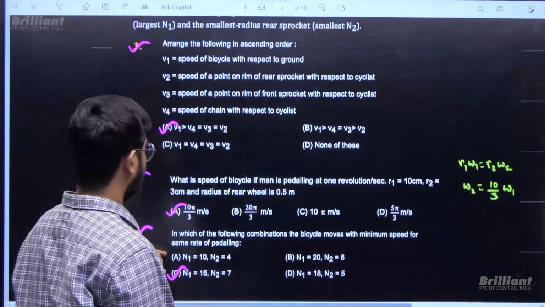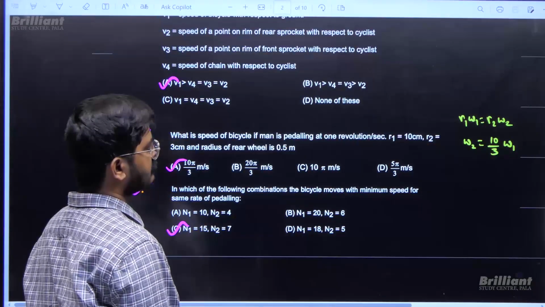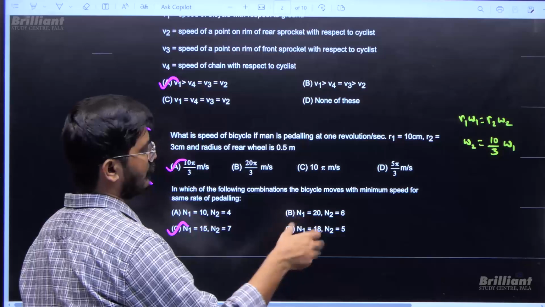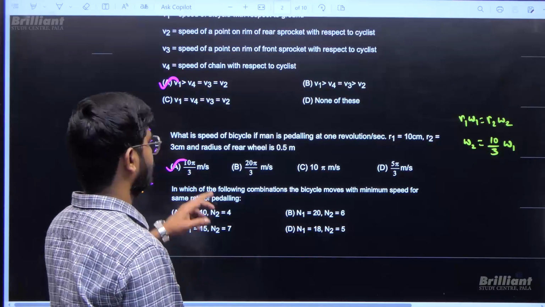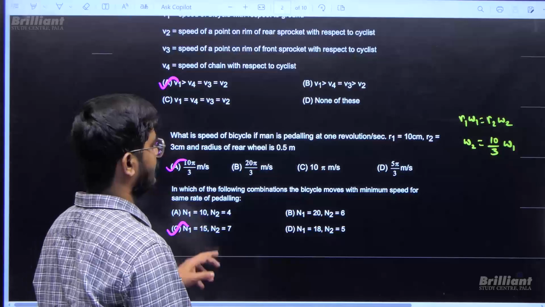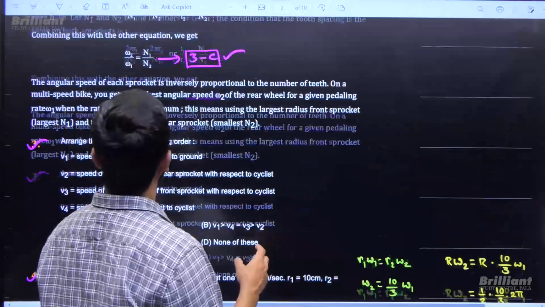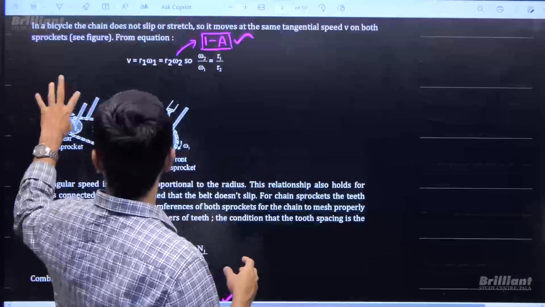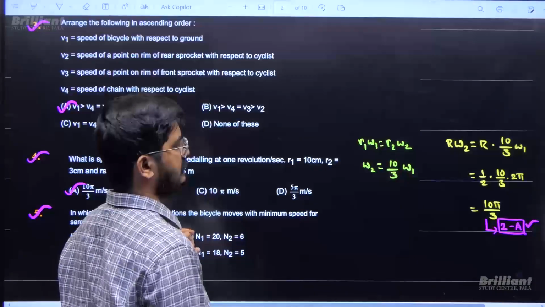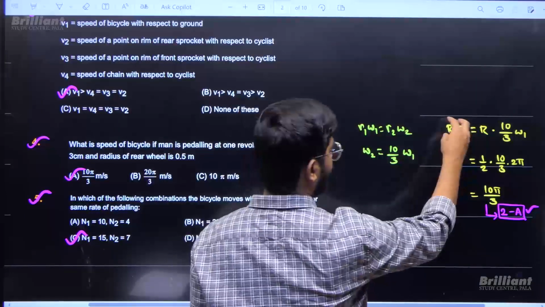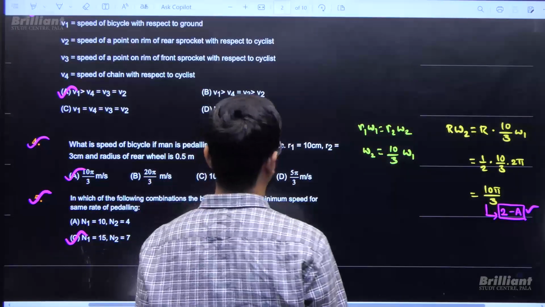Now going to the next part: what is the speed of the bicycle if the man is pedaling at 1 revolution per second? So omega 1 is given as 1 revolution per second, and you need to calculate the speed of the bicycle. To find it, you should know omega 2 because the bicycle wheel is connected here. So the speed is r into omega 2, where r is the radius of the wheel, which was given as 0.5 meters.